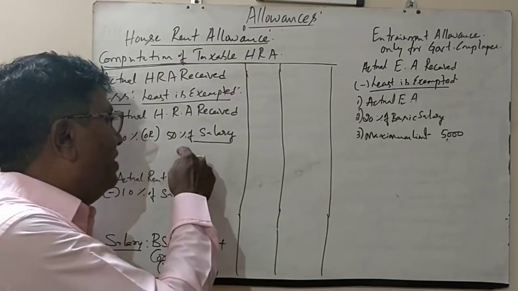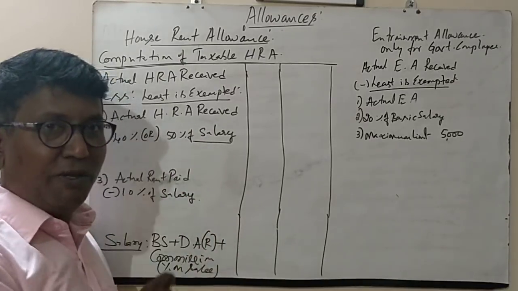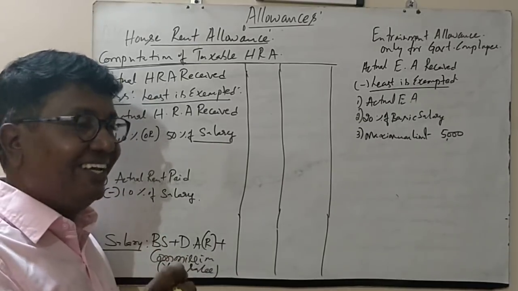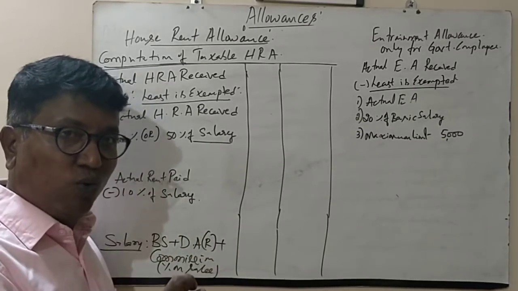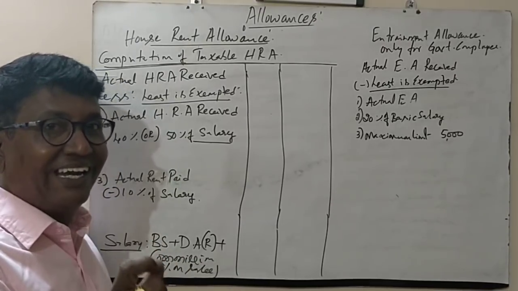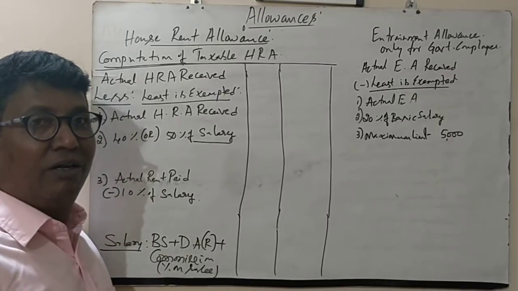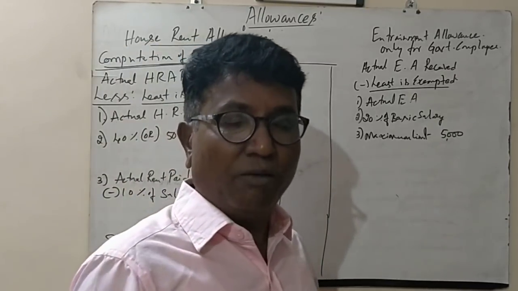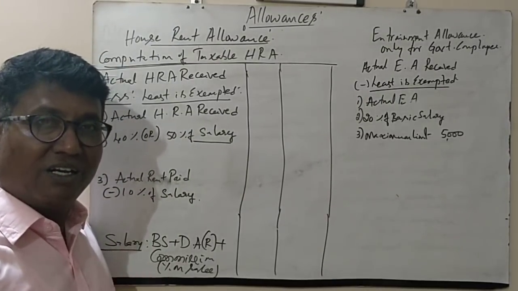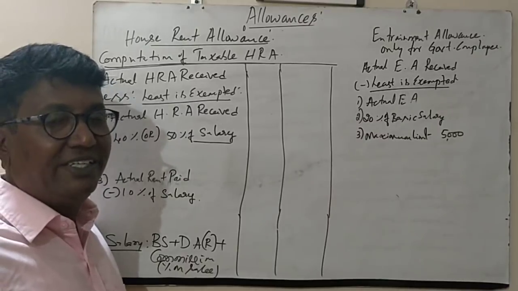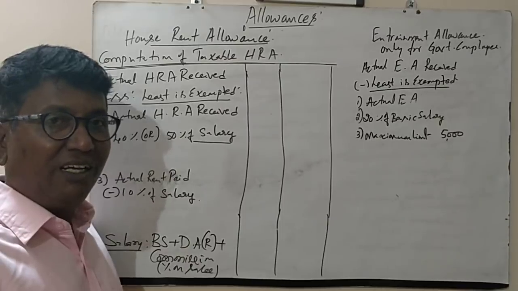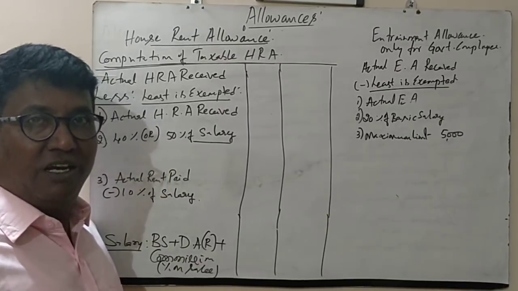Now let me tell you when we calculate 50% and when we calculate 40%. We calculate 50% if the employee is residing in a house situated in Bombay, Calcutta, Delhi, Madras. Madras's new name is Chennai, and Bombay is Mumbai, Calcutta, Delhi or New Delhi.